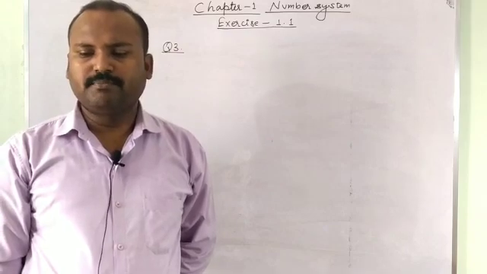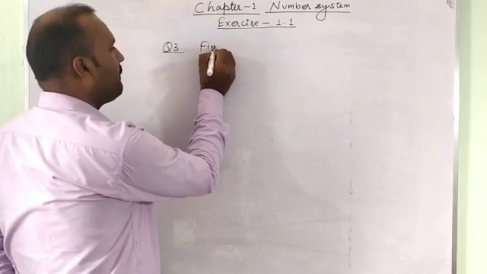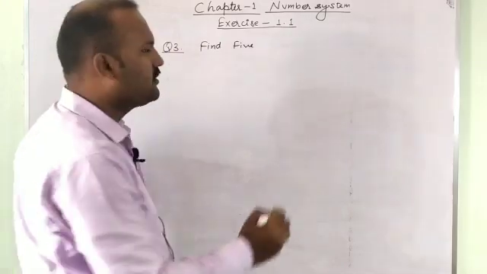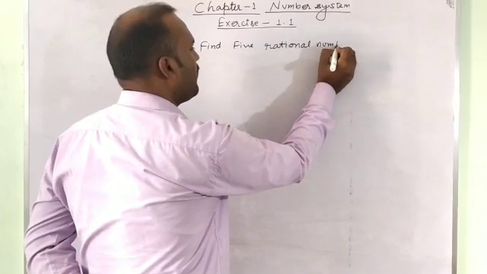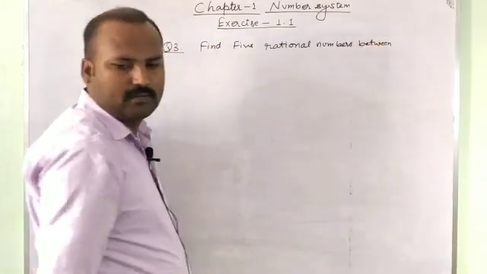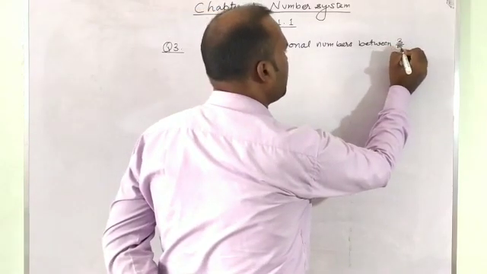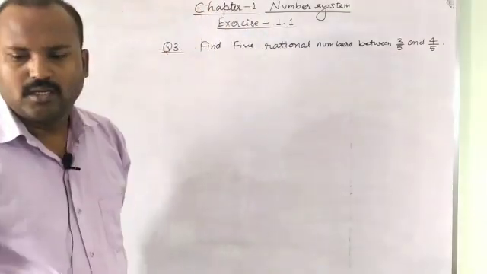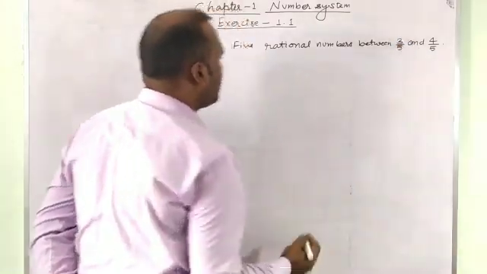Find 5 rational numbers between 3/5 and 4/5. Okay, we have to insert 5 rational numbers in between 3/5 and 4/5.